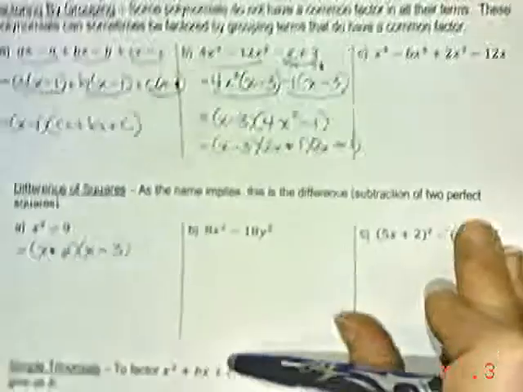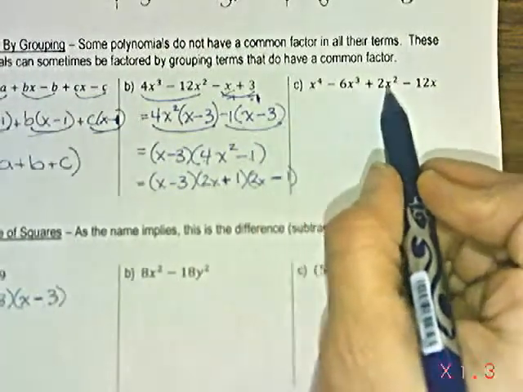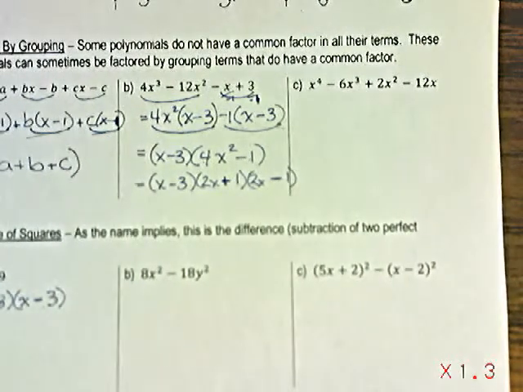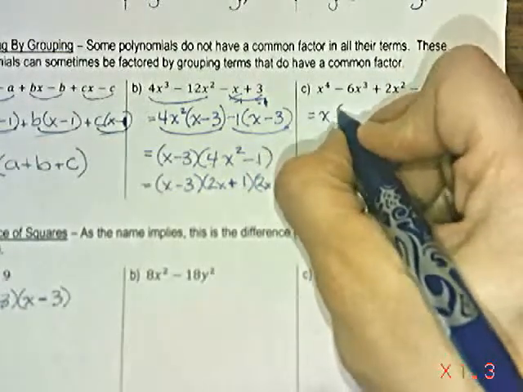It will just make your life way easier in the end. And we do have a common factor in all of our terms. Every one of those terms has an x term. Every one of those terms could have an x divided out. And so I pull that x out front.